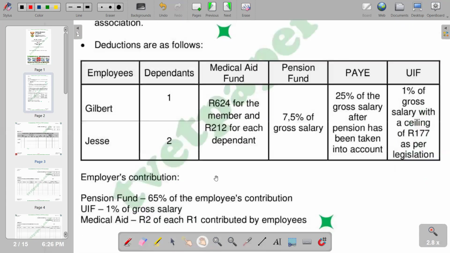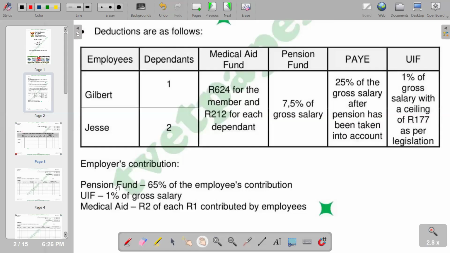We also have the employer's contribution section, where the pension fund is 65% of the employee's contribution, and the UIF is 1% of gross salary. Medical aid is 2 rand for each rand contributed by employees. If you look at this instruction, it means that the employee's contribution will be multiplied by 2 to get the employer's medical aid. So we are going to read there.